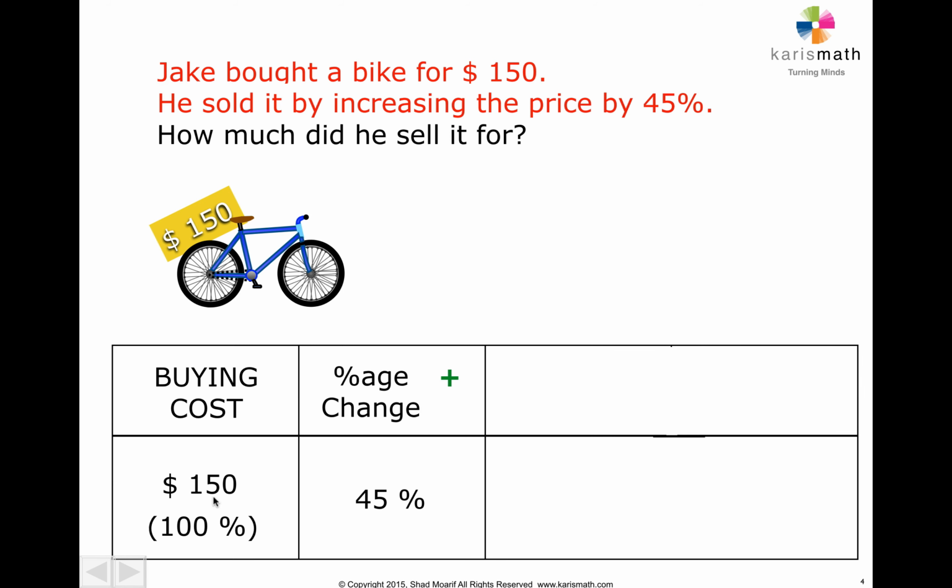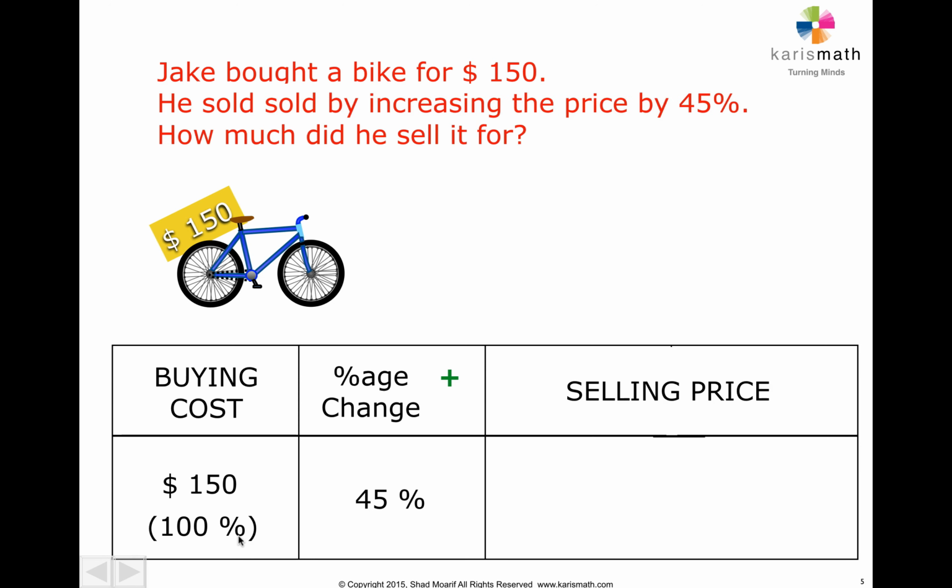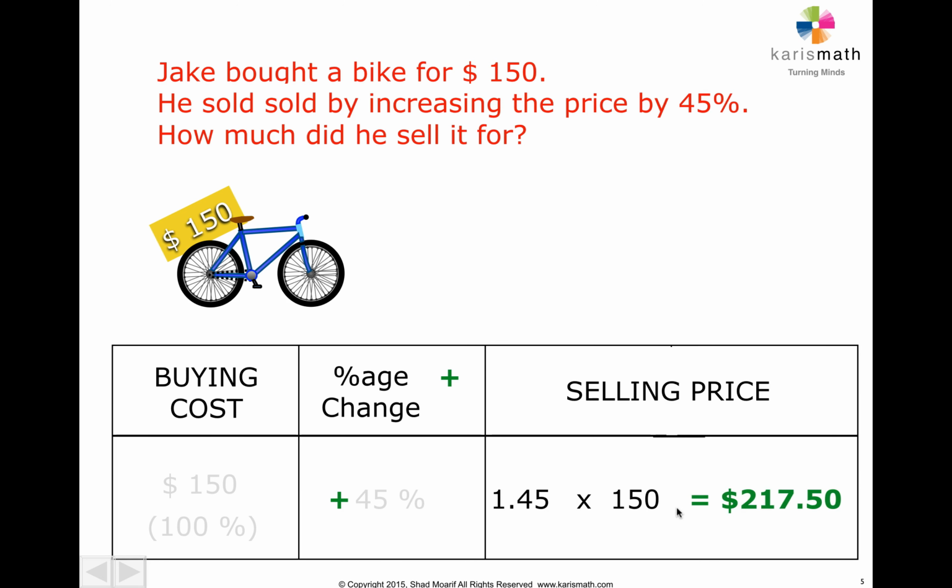145% of itself. So 150 now grows to become 145% of itself. And that's what he'd be selling it for. He'd be selling it for 145% of this price, of all of it. So if you calculate 145% of 150, this of course is over 100, so this would be 1.45 times 150, and what's the answer? $217.50. And that would be the selling price of this bike. That's how much he would sell it for.